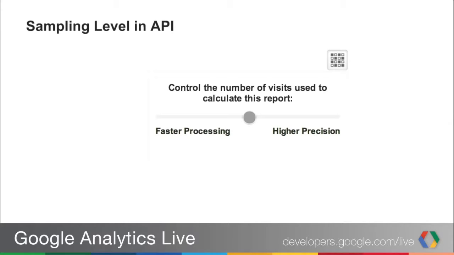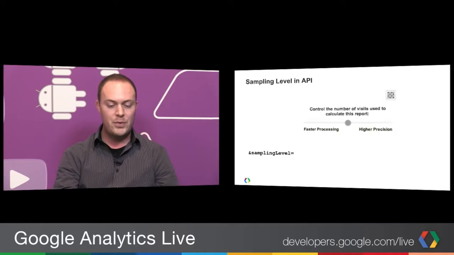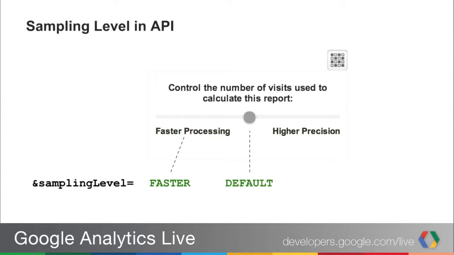So what does this actually mean? From your perspective, if you're querying using the core reporting API, there's now this new parameter called sampling level, which you are able to set when you make a request to the core reporting API. And this is, again, very consistent with what you see in the web interface. So you can set it at 3 different levels. One is faster, or you can use the default value, or you can use higher precision. Default is, if you don't provide this query parameter, it will just use a default value, which is the same as what you would see in the web interface. And then you can also set it to faster or higher precision.